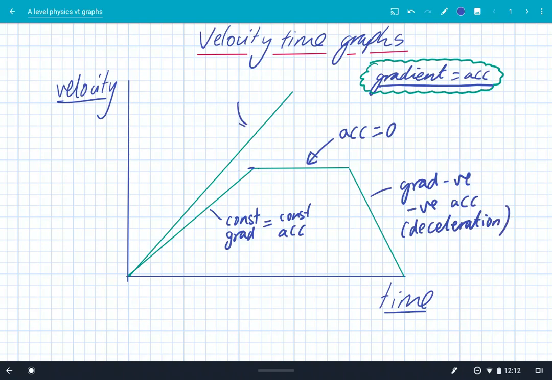The steeper the gradient, the higher the acceleration. So this has a greater acceleration than this line here. Really simple. Gradient is acceleration, and always remember to use the word constant.